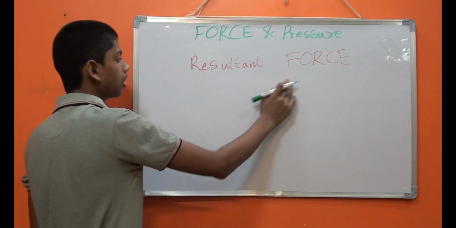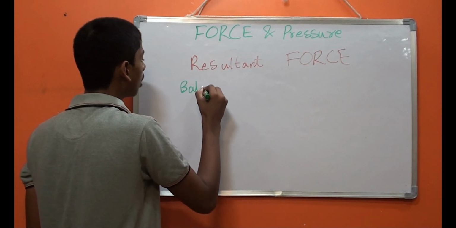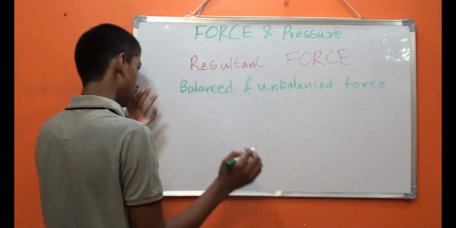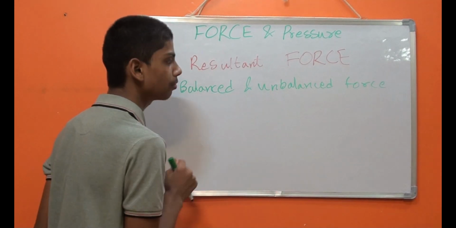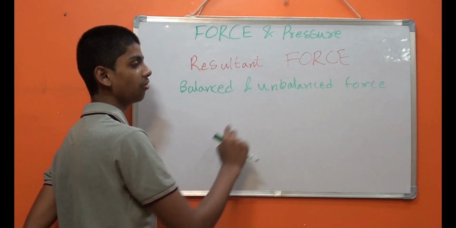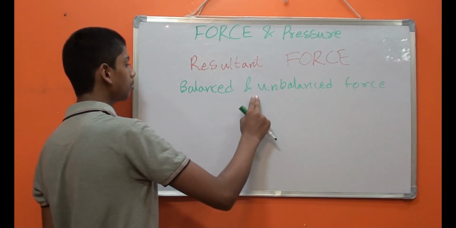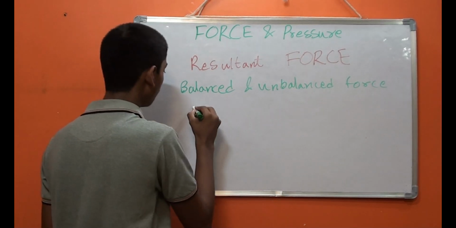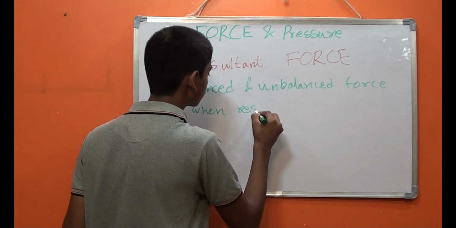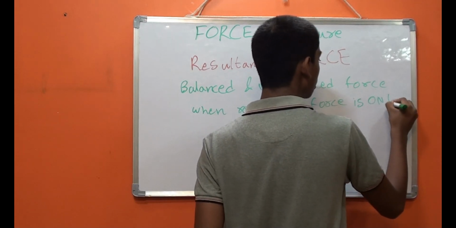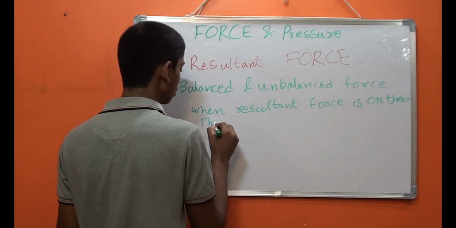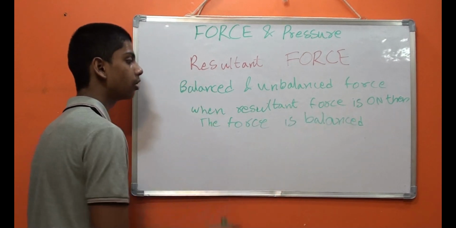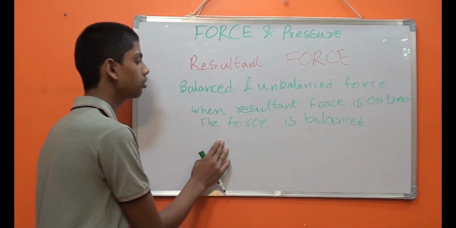So friends, now let's see our next topic, which is balanced and unbalanced force. Now let's see balanced force. We can define balanced force as follows: when the resultant force is 0 Newton, then the force is said to be balanced. When the resultant force is not 0, then the force is said to be unbalanced.